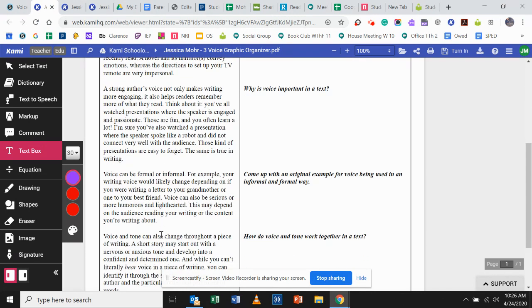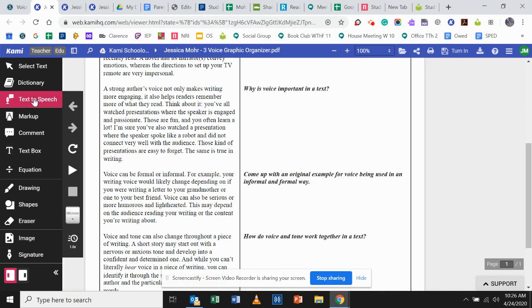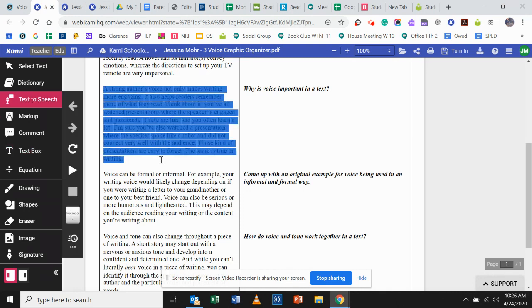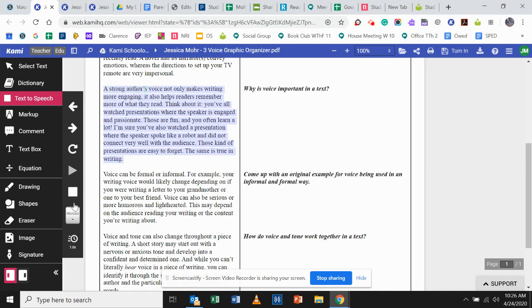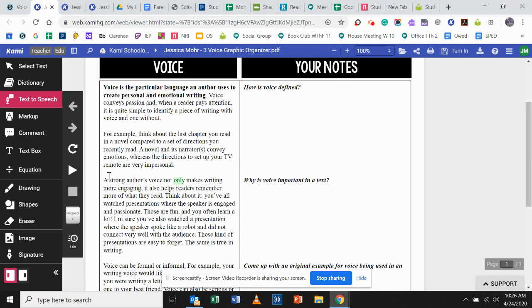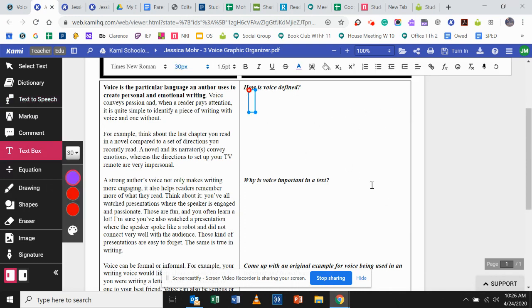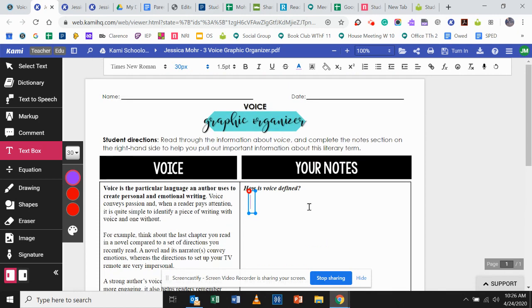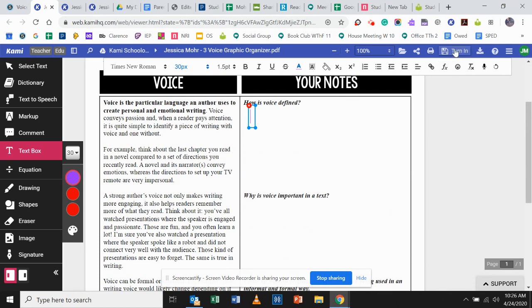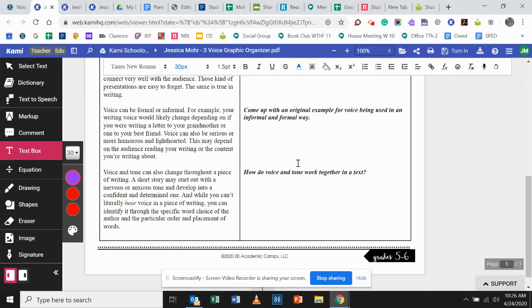So you need to continue to read this. You can use your text-to-speech, and you can have it read to you. So you highlight what needs to be read and you press play. There it goes. So continue to read this, then go over to your text box, fill in how is voice defined, type in your answers, and when you're finished filling this out, you have to click Turn In. You have to do the same thing with your narrative, with your point of view notes as well. So when you're finished filling it in, click turn in, and then we will get it on our end and be able to grade it for you.